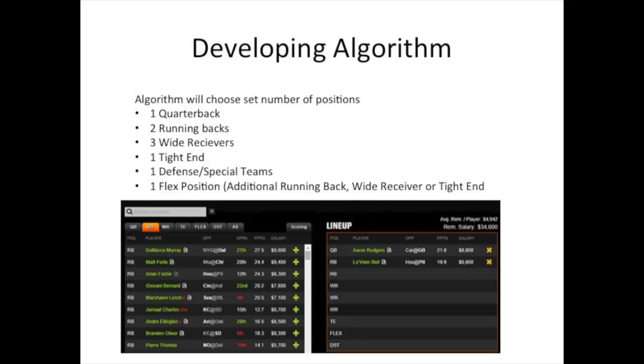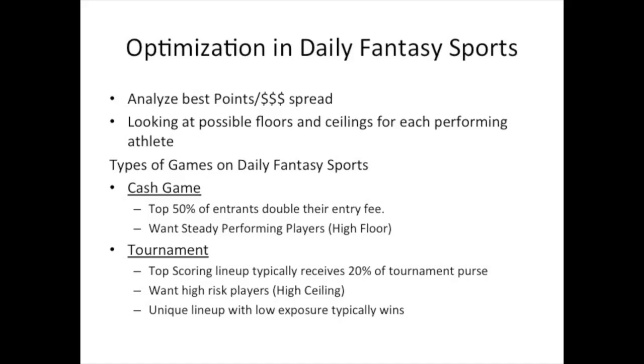So developing an algorithm. According to the rules of DraftKings in fantasy football, a person is to draft one quarterback, two running backs, three wide receivers, one tight end, one defensive special teams, and then a flex position, which is an additional running back, wide receiver, or tight end. So essentially, what we're looking for is the best points per dollar spread. In analyzing these players, we're looking at basically the floors and ceilings of each player, because that's going to play an important role in how to achieve the optimum score in these games.